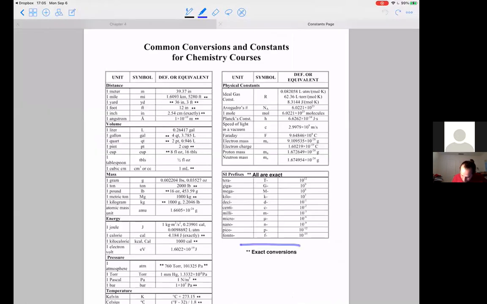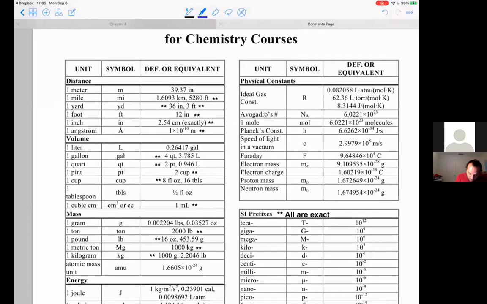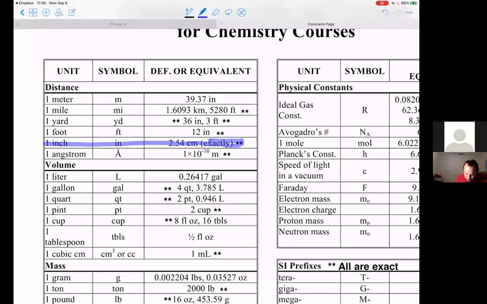And I want to point out that the ones that are starred are the exact conversions. And remember what it means to be an exact number. It means that it's not going to change the number of sig figs from your original measurement. So when we use one of these exact conversions to go from, say, inches to centimeters, this is an exact measurement. If I started out with a number that had 5 sig figs, my answer will have 5 sig figs because I'm going to multiply by this exact conversion factor. Okay, so this is a good one to start out with.